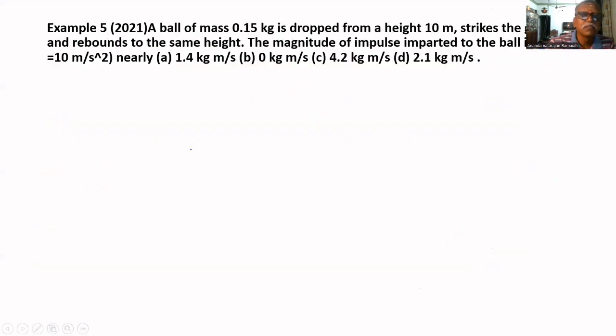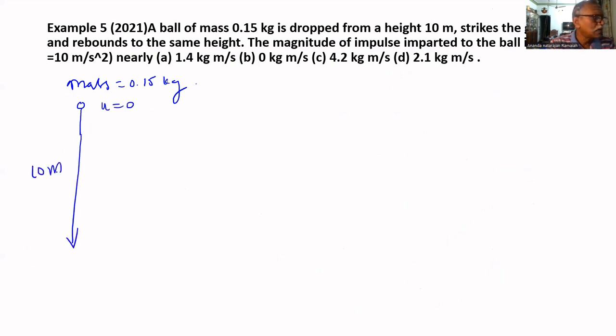A ball of mass 0.15 kg is dropped from a height of 10 meter. Dropped means initial velocity equal to 0. Dropped from a height of 10 meters, and rebounds to the same height.